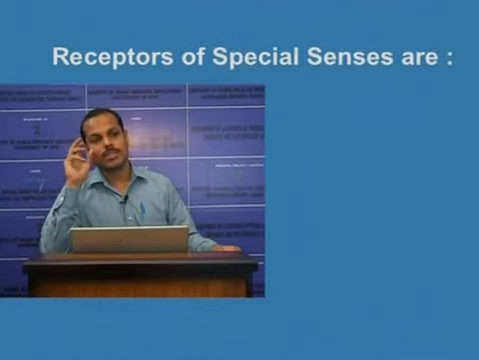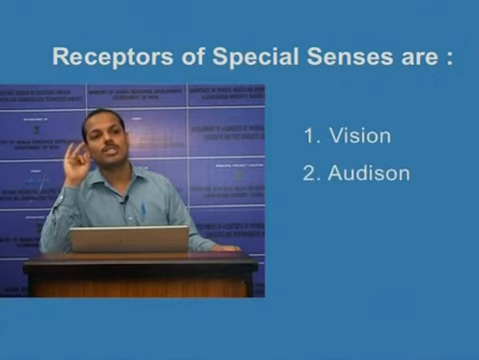Now, regarding receptors, we have the general senses and special senses. We know that there are 4 special senses: vision, audition, gustation and olfaction. For vision, the receptors are rods and cones of the retina. For audition, the receptors are the hair cells of the organ of Corti in the cochlea. For gustation, the receptors are gustatory cells of the taste buds in the tongue. And for olfaction, it is the olfactory neuron present in the olfactory epithelium.